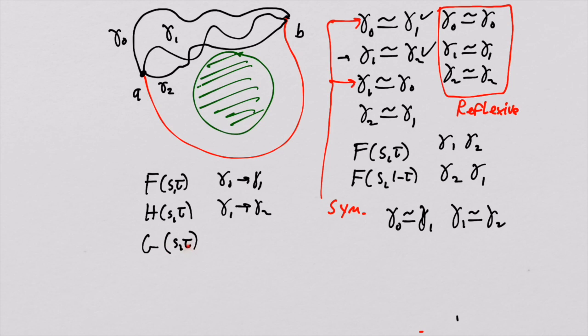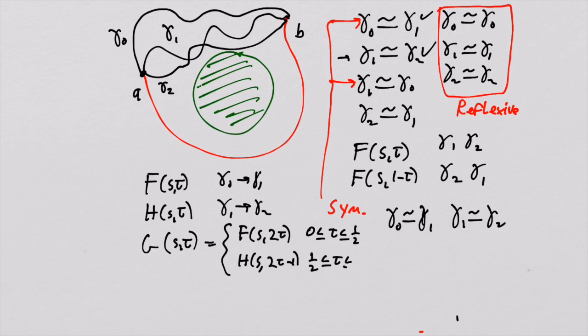So you basically have to take your t and go twice as fast, right? It would literally look like this. g of s and t is going to be f of s and 2t for t greater than or equal to 0 and less than or equal to 1/2, and then it's h of s and 2t minus 1 for 1/2 less than or equal to t less than or equal to 1, right?